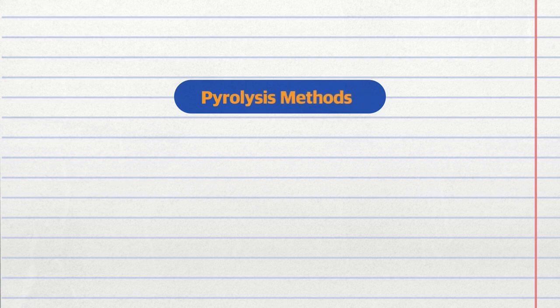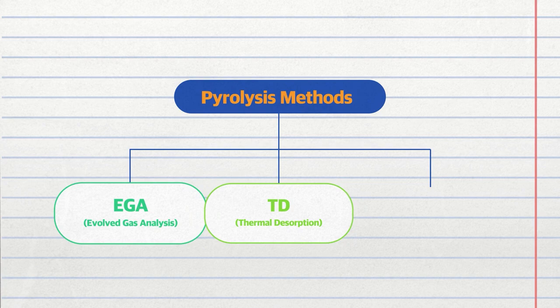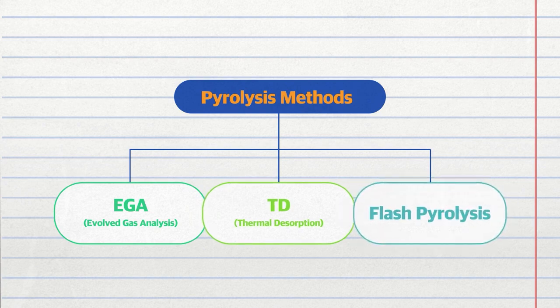According to the operating parameters, such as the heating rate or column type, pyrolysis can be classified into three methods, which are EGA, evolved gas analysis, TD, thermal desorption, and flash pyrolysis.